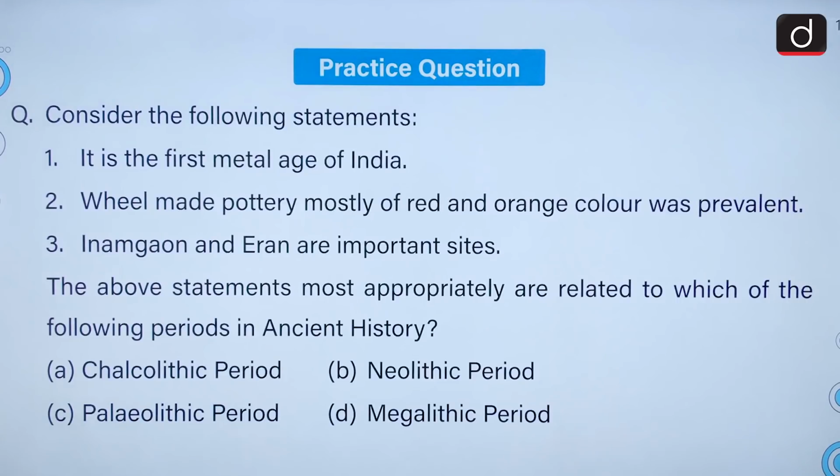Moving on to the practice question. Consider the following statements. It is the first Metal Age of India. Wheel-made pottery, mostly of red and orange color, was prevalent. Mormugao and Iran are important sites. So the above statements most appropriately are related to which of the following periods in ancient history? Chalcolithic age, Neolithic, Paleolithic, Megalithic. I hope you'll answer it correctly in the comment section.